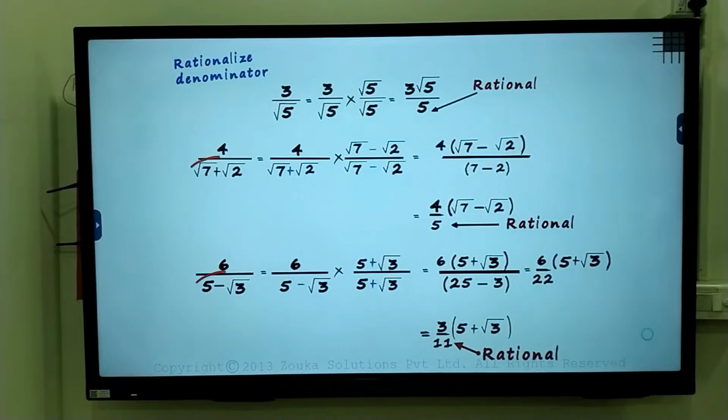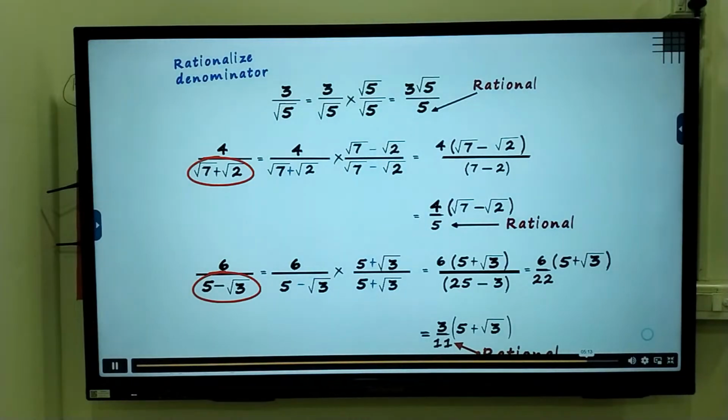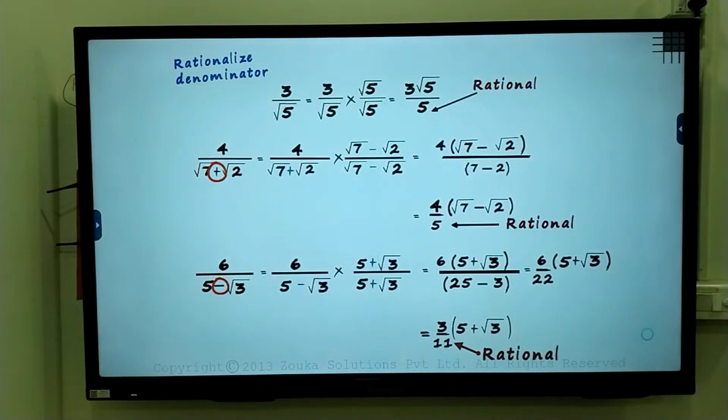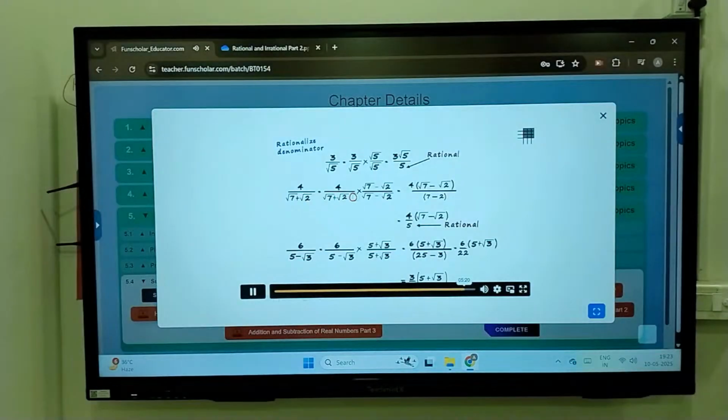Remember, whenever we have two terms like this which form an irrational number, just change the sign in between them to get the rationalizing factor. Plus will become minus and minus will become plus.